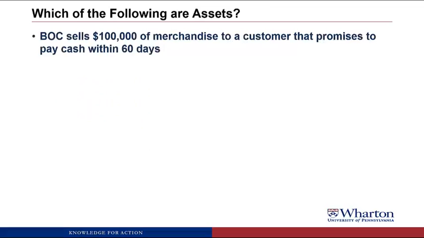BOC sells $100,000 of merchandise to a customer that promises to pay cash within 60 days. This one will be an asset. We acquired this asset through a transaction delivering goods to a customer. We can measure the value of the future benefits because it's how much cash the customer owes us according to the invoice that we presumably gave them. This asset is called accounts receivable. Anytime customers owe us money based on delivering them goods, we're going to call that asset accounts receivable. And the value is going to be $100,000, which is how much the customer owes us.